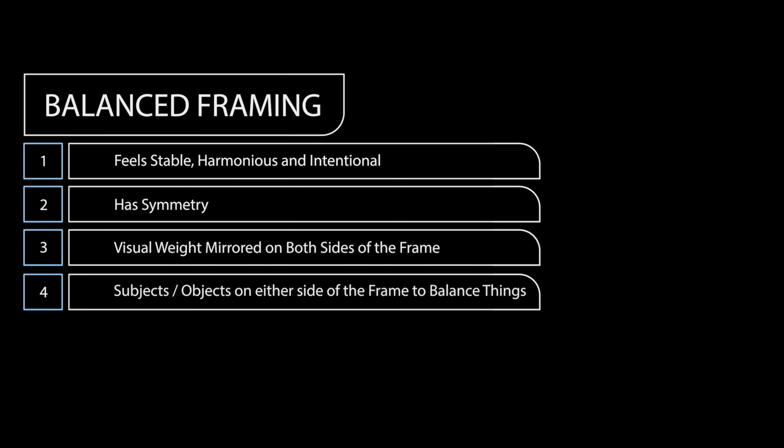Let's start by talking about balanced framing. Balanced framing feels stable, harmonious, and intentional. Visual elements are evenly distributed across the frame, and that's often with symmetry or visual weight mirrored on both sides of the frame. You'll commonly see this in corporate videos, interviews, instructional content, and classical Hollywood films where clarity and control are part of the message. Balanced shots can convey order, authority, or a sense of calmness. They feel grounded and reassuring.